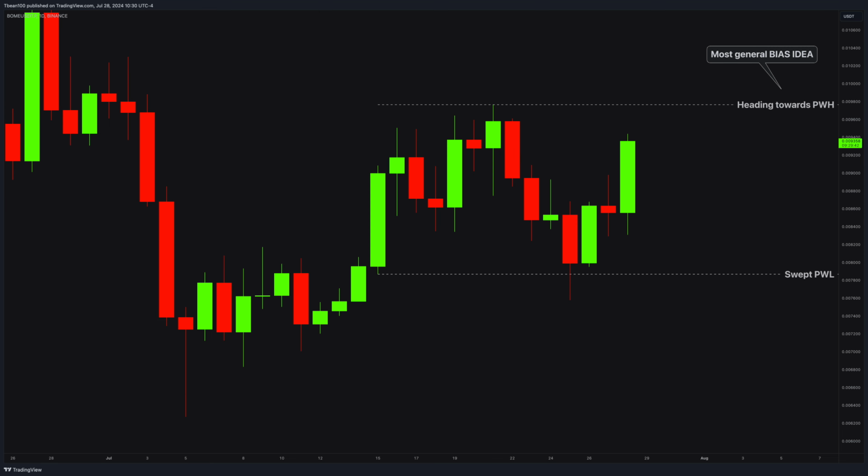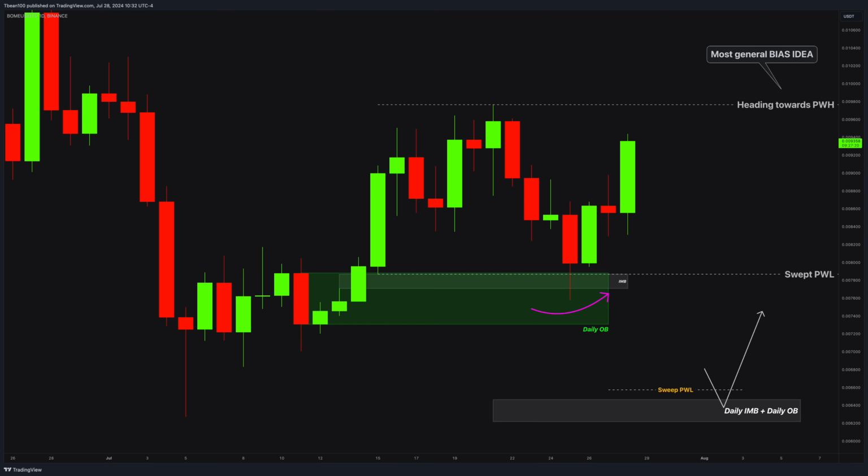Now checking the daily time frame. How did we convince ourselves of this weekly bias? Daily actions supported the weekly bias. Price not only swept the weekly low, it also filled the daily imbalances and tapped the daily order block. So we are fully powered, or I can say fully fueled, for the movement. We got our high time frame bias with the combination of daily and weekly charts in a couple of seconds.